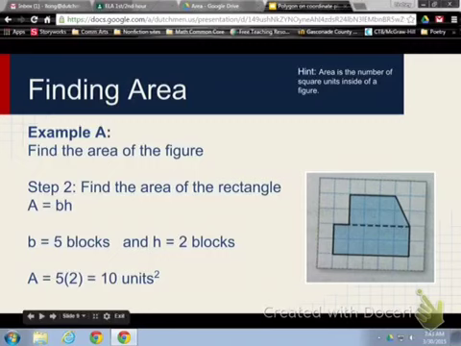Step 2, we find the area of the rectangle, which gives us A equals B times H. So if we look at this, we can see that the base is 1, 2, 3, 4, 5, and our height is 1, 2. So we plug that into our formula. 5 times 2 gives us 10 units squared.